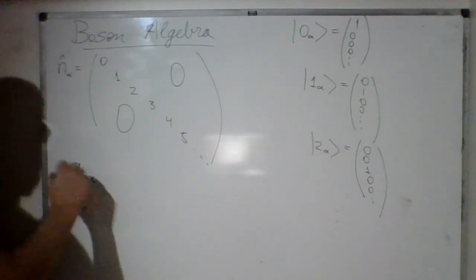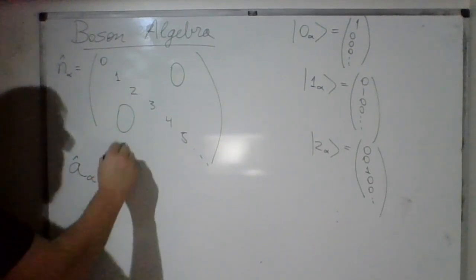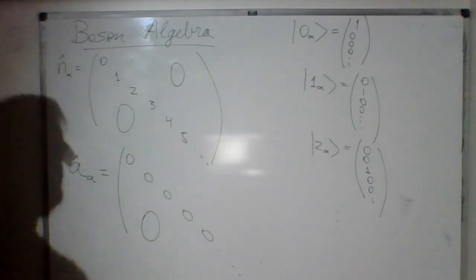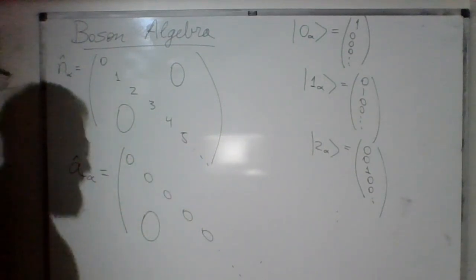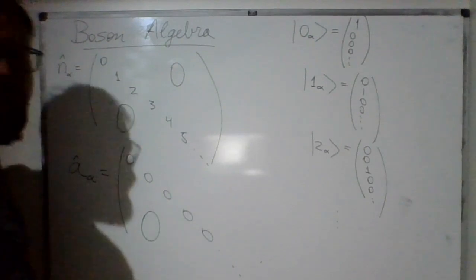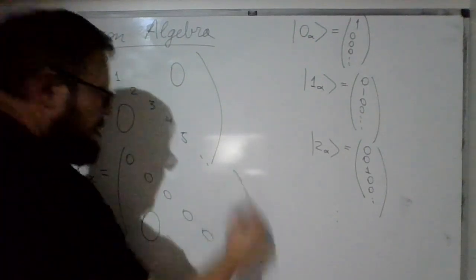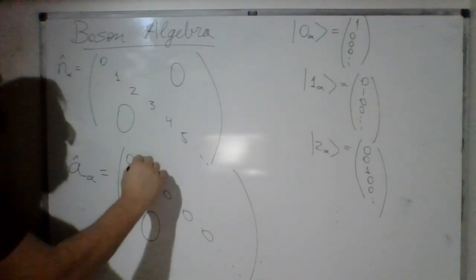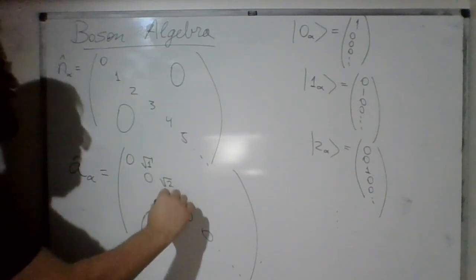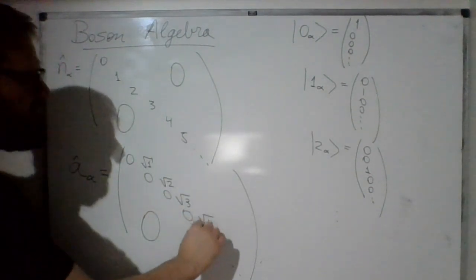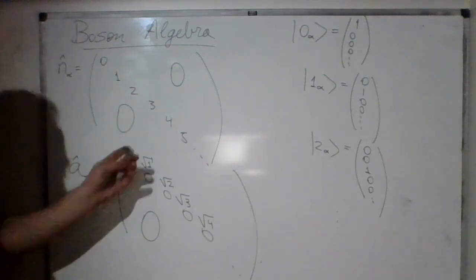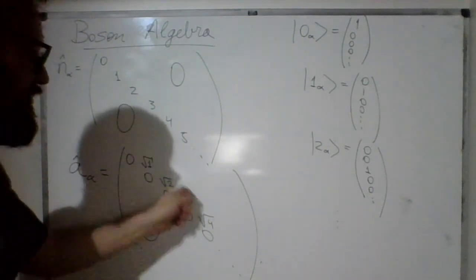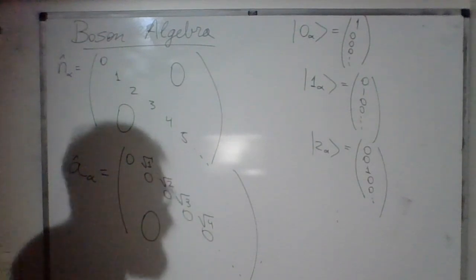And the operator A can be written this way: zeros in the diagonal, zeros in the lower positions of the matrix, and just above the main diagonal you have square root of 1, square root of 2, square root of 3, square root of 4, square root of 5, the square roots of the integers, starting from 1, 2, 3, 4, and it goes on forever.